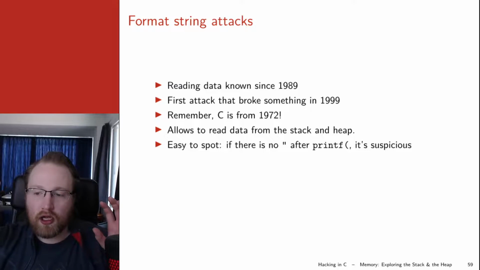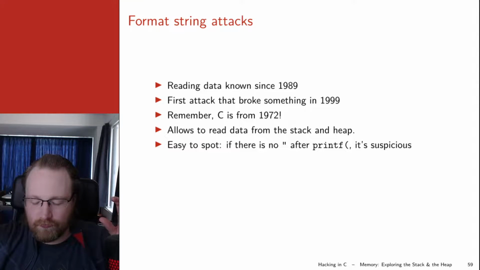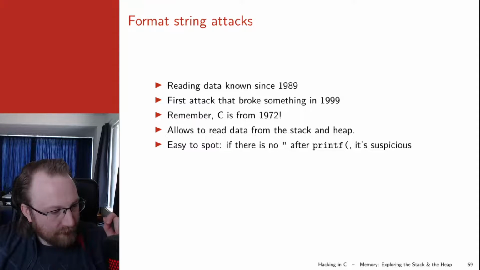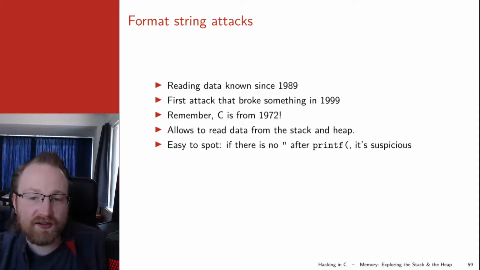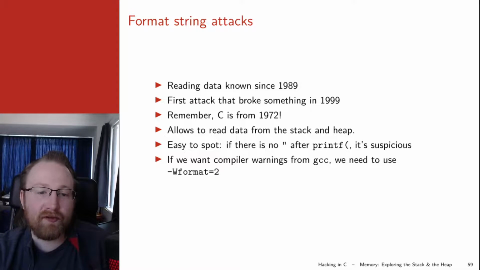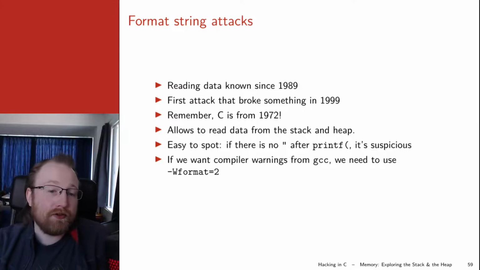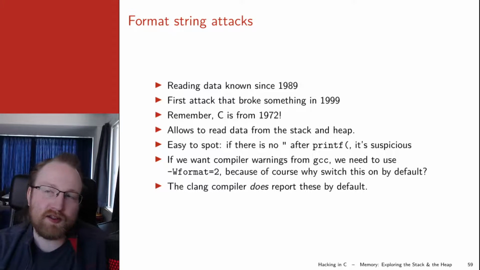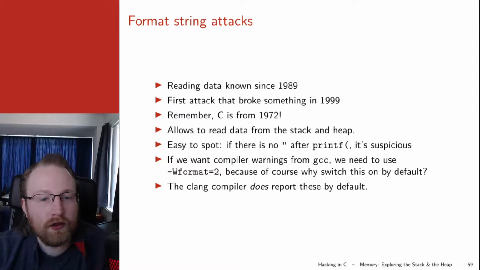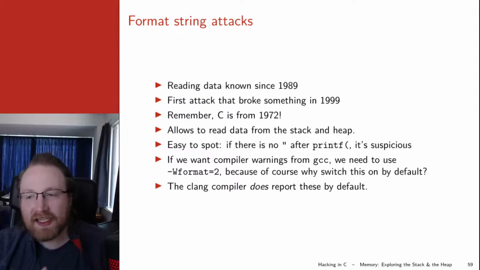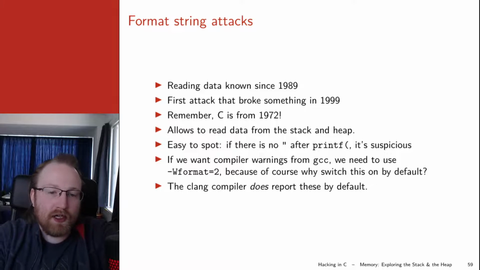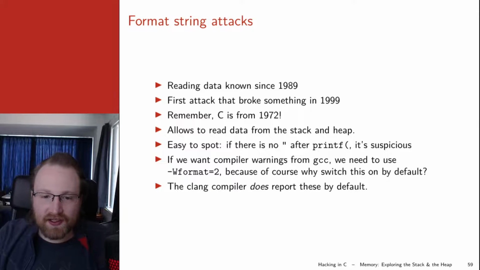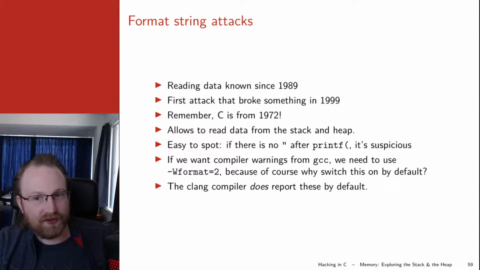If there's no double quotation mark after printf, it's suspicious, right? But if we want a compiler warning from GCC, we need to use -Wformat=2, because why would you turn this on by default, right? It's not as though it's a huge security issue. Now the Clang compiler does report these by default, and this is just one more example of how legacy from the 70s should not be trusted for security.